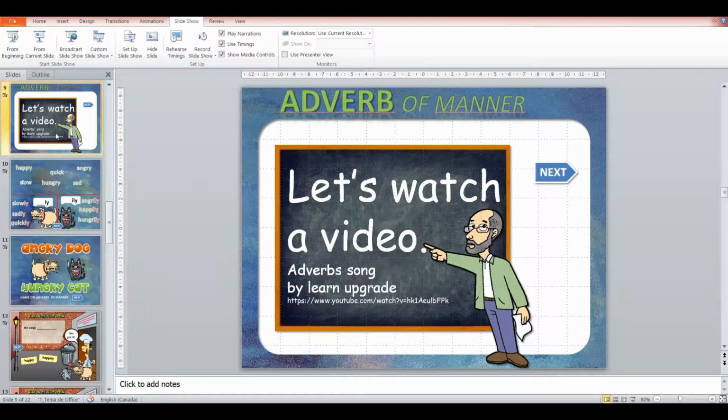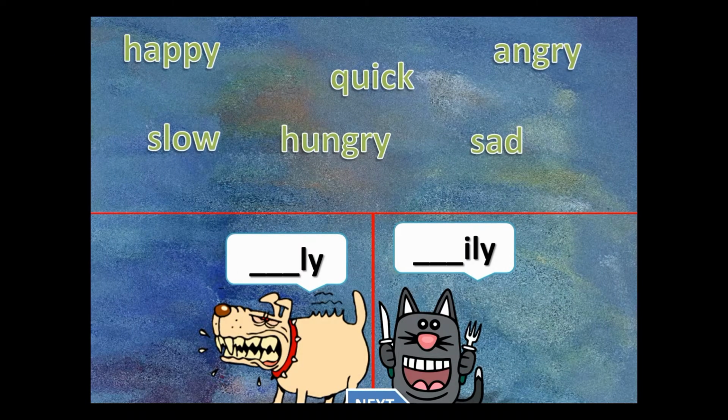So after that teacher talk time and a little bit of drilling, we'll go into a video and watch a song. Coming back from the song, I'm going to start testing them on what they remember. So here they have to put the words together with the correct ending, ly or y.